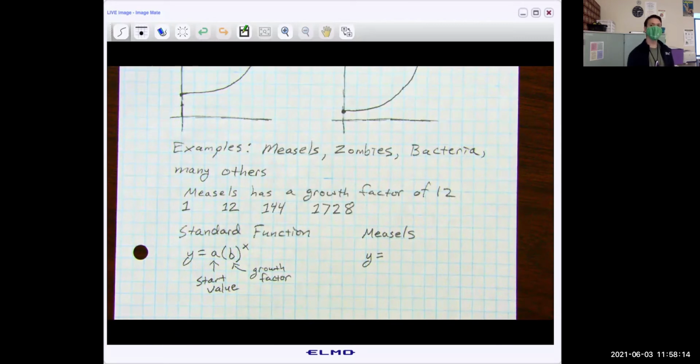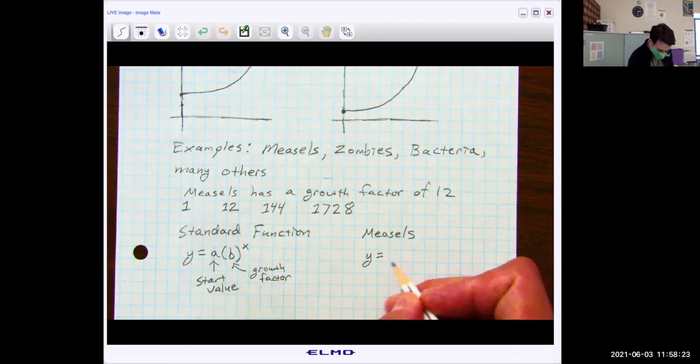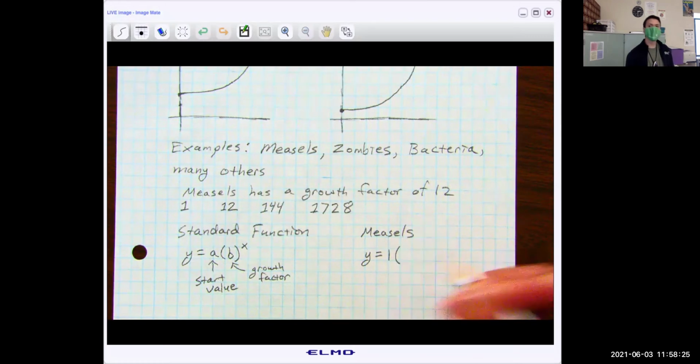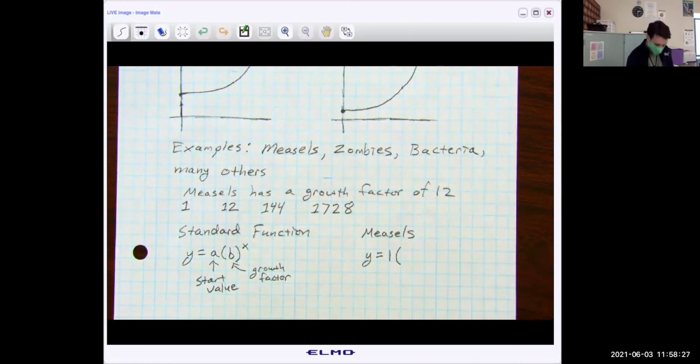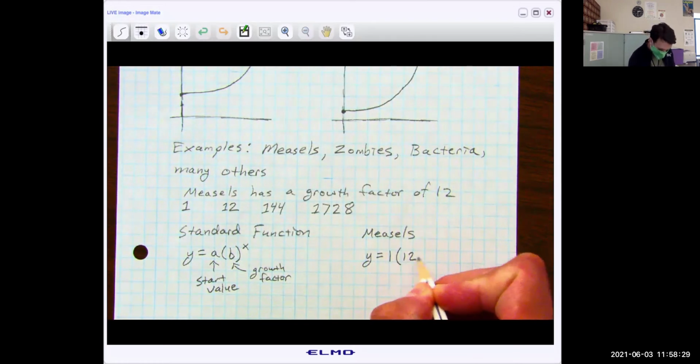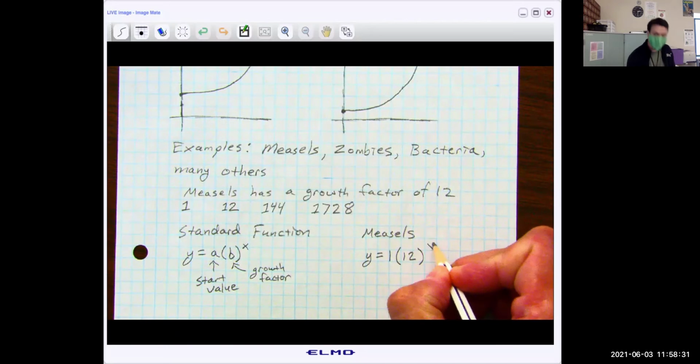So if I wanted to write the measles function, it would be y equals, and my start value in my example here was a 1. We started with one person sick, parentheses, the growth factor, which is 12. And then the exponent, you always leave it as an x.